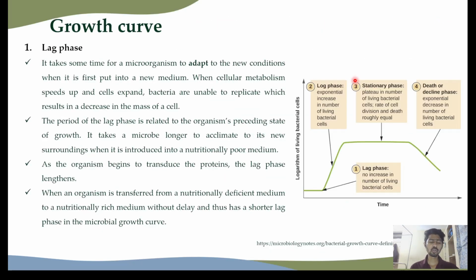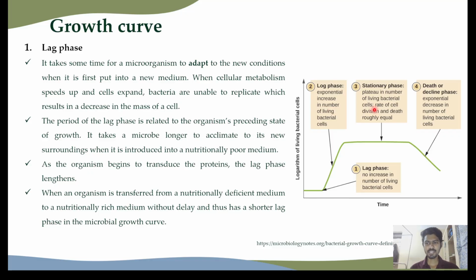So we will once again go through the first stage, which is the lag phase. What happens? The microorganism adapts to the new environment. That is, there will be no increase in the cell number. They only sit and adapt to this new environmental condition. Whereas in the log phase, there will be a rapid increase in the cell number in an exponential manner. Why is it so? Since it has already adapted to the new condition, they start to replicate faster.